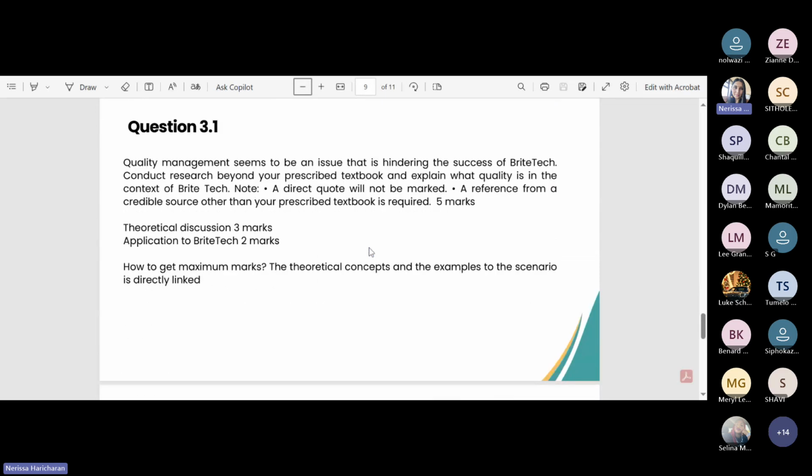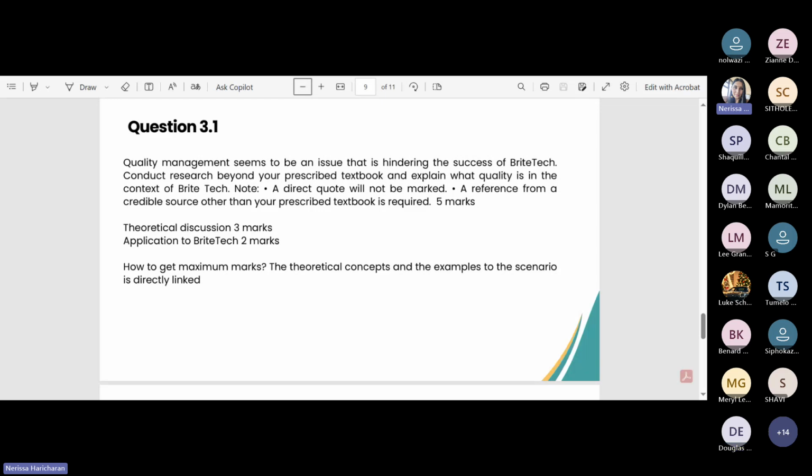Okay, next question. Question 3.1. Quality management seems to be an issue that's hindering the success of BrightTech. Conduct research beyond your prescribed textbook and explain what quality is in the context of BrightTech. So it says here a direct quote will not be marked, meaning you would have to then change it into your own words, and you need a reference from a credible source outside of your specific textbook. So for this question, can I just ask everyone to mute themselves?